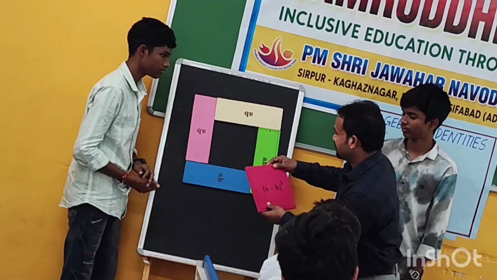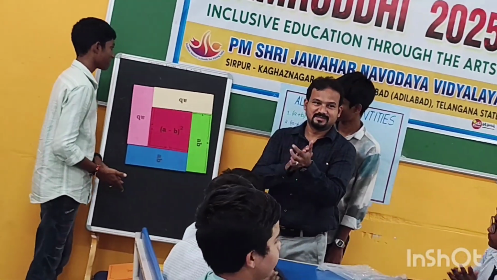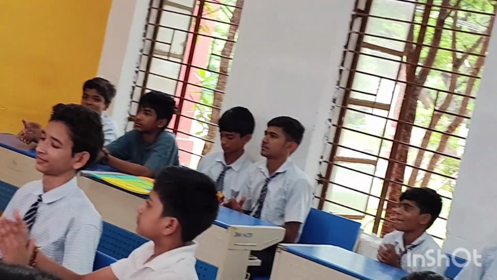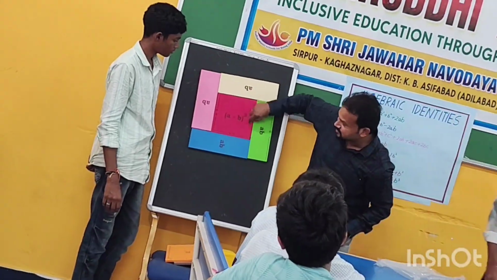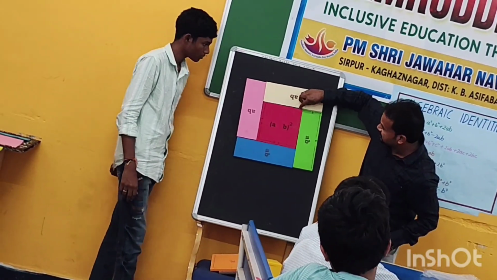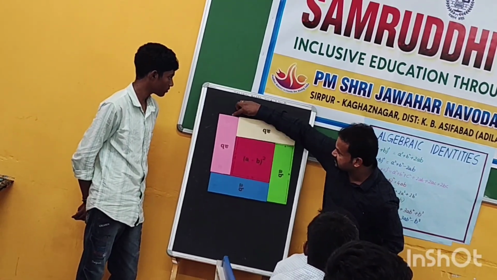Very good. Claps for the fifth one. You have a big square. This middle one is also a square. This is A minus B whole square. That means this is A minus B. A minus B. This is A minus B. So what is this?